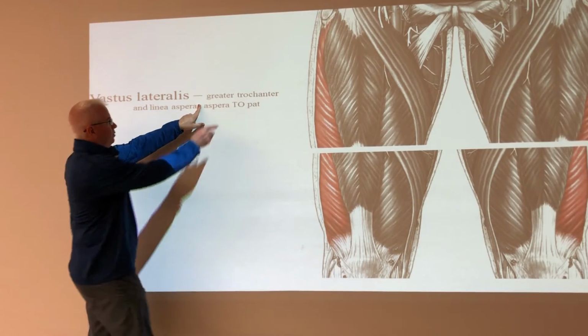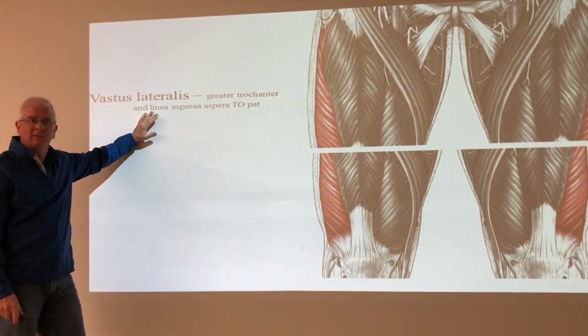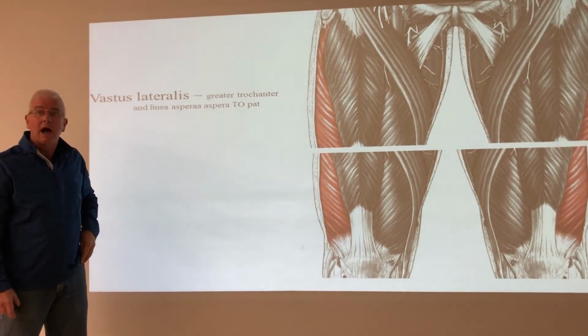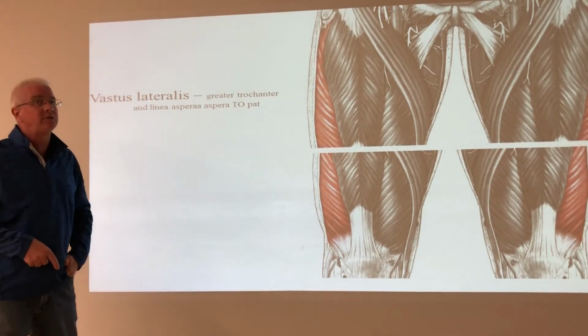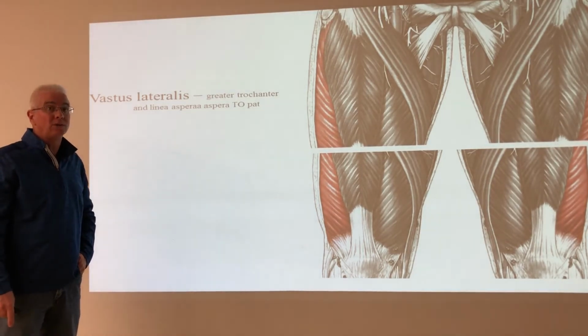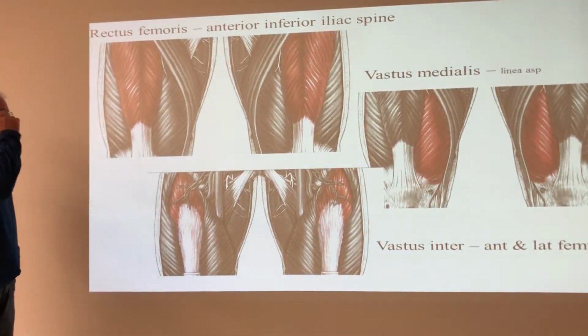Misspelled twice. The aspera, the linea aspera. Where is the linea aspera? It's on the posterior part of the femur. Okay, so this is surprising. I know that the adductors are attached to the linea aspera, and now I know that the quadriceps are as well. We're going to see it on the other side. The vastus medialis does this too. All right, so here they are.